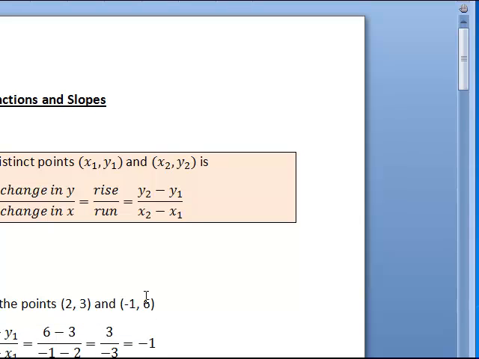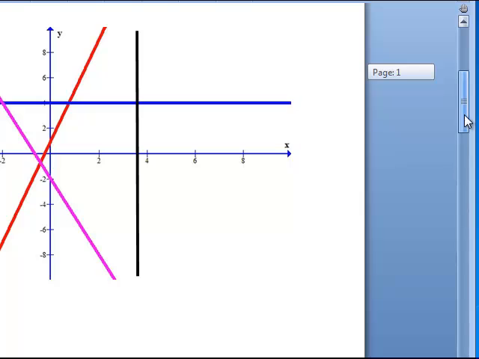So we'll call the second point our x2, y2 and the first point our x1, y1. So y2 minus y1 is 6 minus 3. x2 minus x1 is negative 1 minus 2. When we simplify it, we get 3 over negative 3, which tells us our slope is negative 1. Very simple calculations. Again, keeping them straight is really about the only challenge, and I think you guys can manage that. Now, how do slopes actually work?